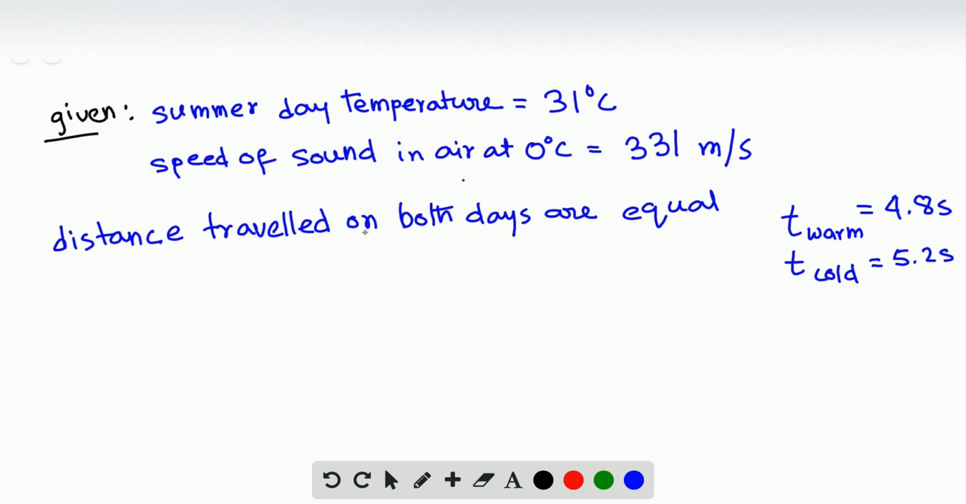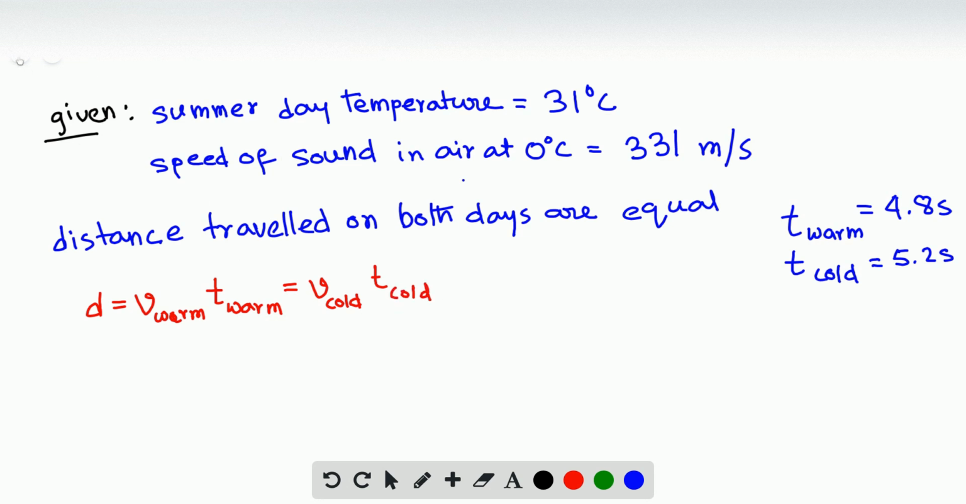Now, since the distance traveled on both days is equal, we can easily write distance d equals the speed of sound on the warm day times the total time it takes on the warm day, and that should be equal to the velocity on the cold day times the time on the cold day, right?